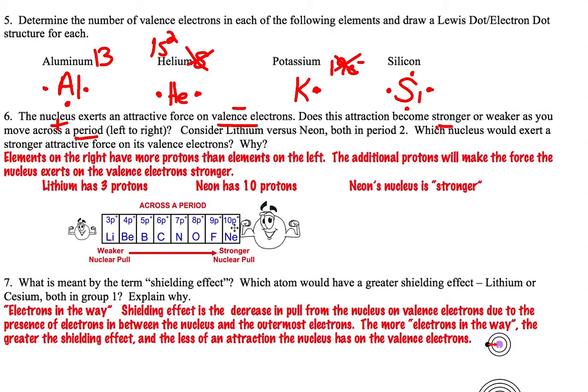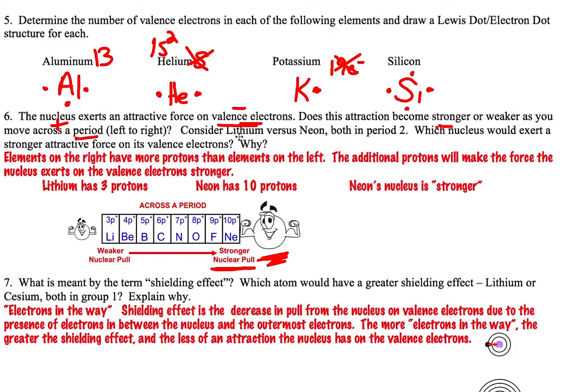Now, that makes the nucleus a tiny, tiny bit bigger, but we don't really care about that. What we care about is the overall size of the whole atom, and we'll talk about that when we get to atomic size. But what's really important here is that the nucleus gets stronger. The more you go to the right, the stronger that nucleus is, and the more it pulls on those valence electrons. And that's going to be a major factor in a lot of the different trends that we see.